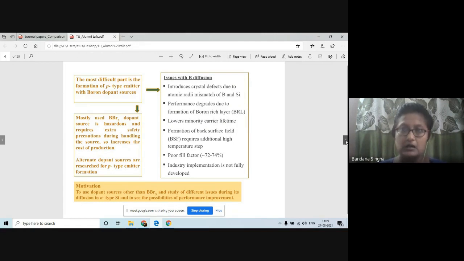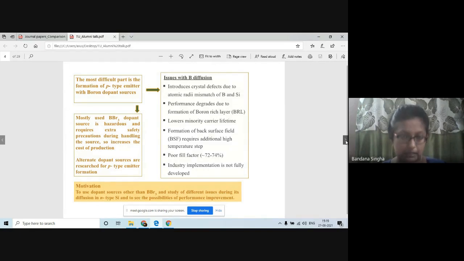And these are actually undesirable. These boron precipitates are also called boron rich layer, and this boron rich layer actually acts as recombination sites for the carriers that are generated under illumination. So this formation of boron rich layer decreases the suitability of the emitter.